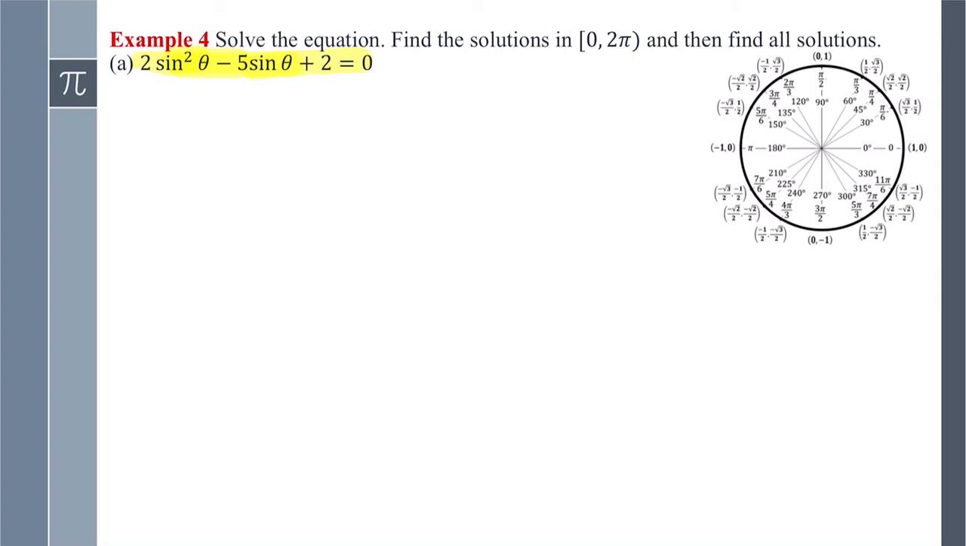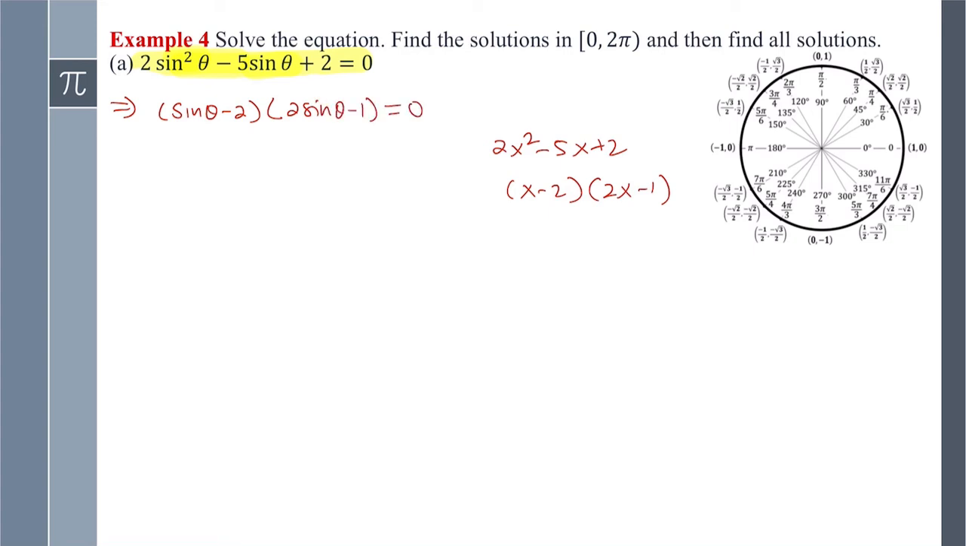If you take 2 sine squared theta minus 5 sine theta plus 2, this is the same as, as I said, 2x squared minus 5x plus 2. We can factor this as x minus 2 and 2x minus 1. Similarly, this can be factored as sine theta minus 2 times 2 sine theta minus 1 equals 0. Now from the first factor, we get sine theta equals 2, and sine theta cannot be greater than 1. We know that already.